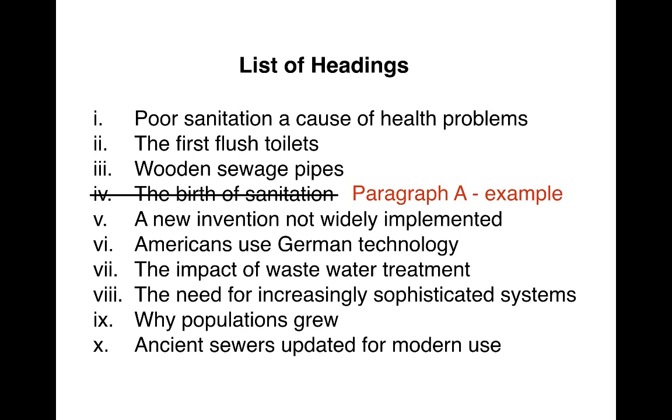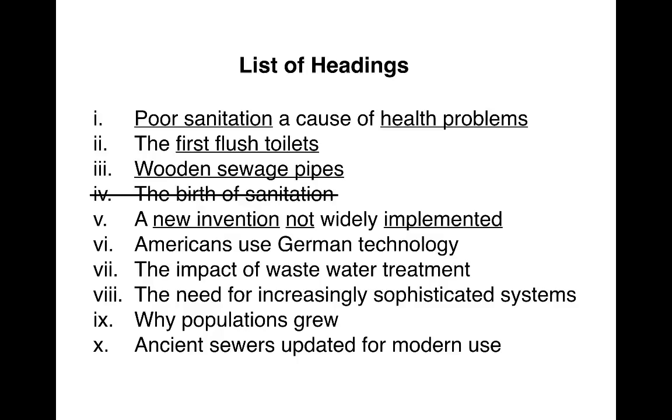Number 1, poor sanitation a cause of health problems. 2, the first flush toilets. 3, wooden sewage pipes. 5, a new invention not widely implemented. 6, Americans use German technology. 7, the impact of wastewater treatment. 8, the need for increasingly sophisticated systems. 9, why populations grew. And 10, ancient sewers updated for modern use.